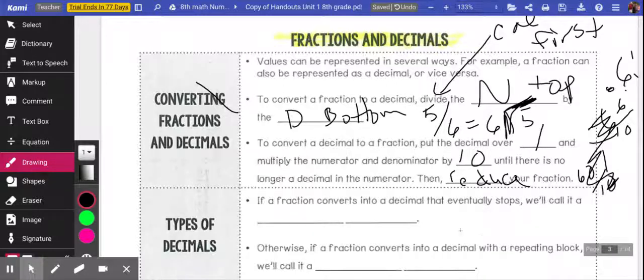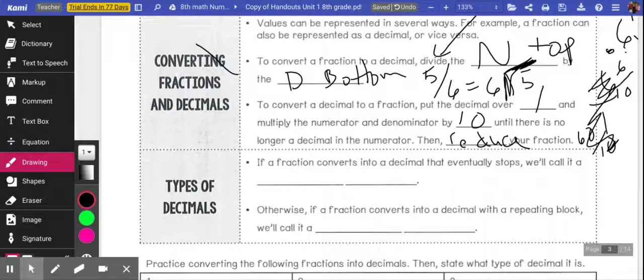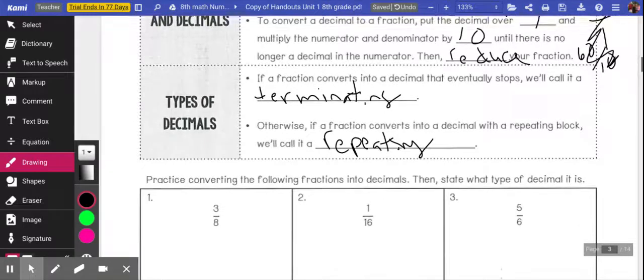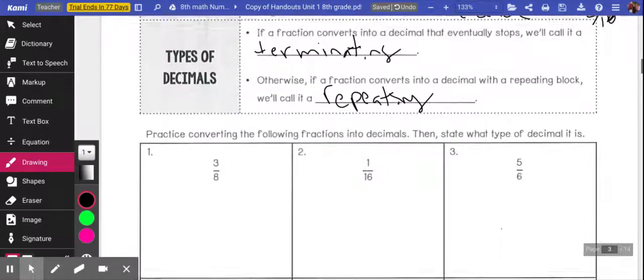So then we have different types of decimals. If a fraction changes into a decimal that stops, we call it a terminating decimal. Terminating, which means it stops. Otherwise, if it repeats forever, we call it, obviously, a repeating decimal. So we are going to turn these into decimals and then state what type of decimal it is.